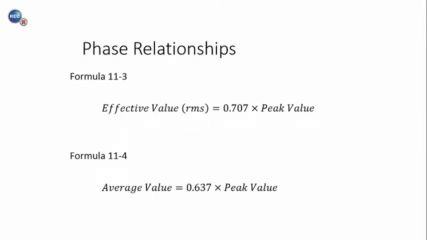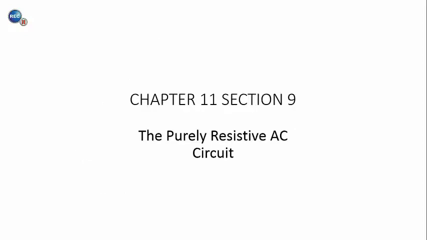We also want to remember these two formulas for the RMS value, which is the effective value, which is a very important value in this class. You really want to make sure that you remember this one. 0.707 times the peak value gives you the RMS value, and the average value, which we will use in the next course, will be 0.637 times the peak value. So you want to make sure that you remember these formulas.